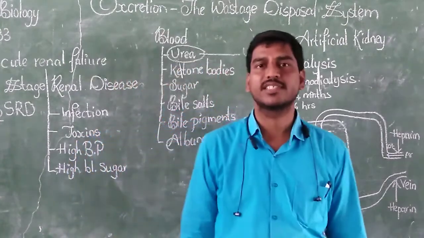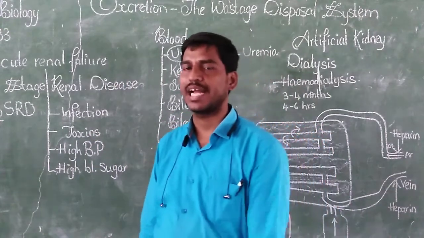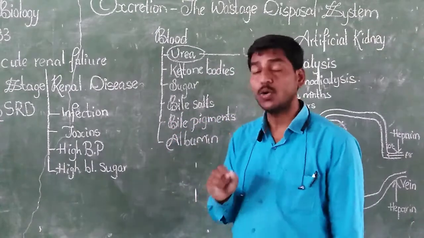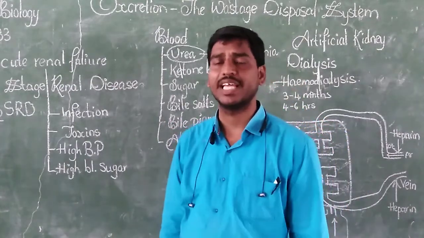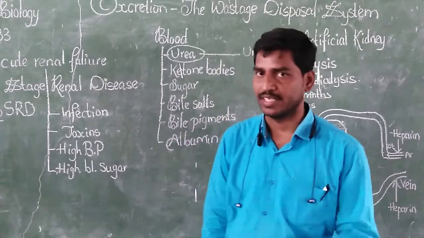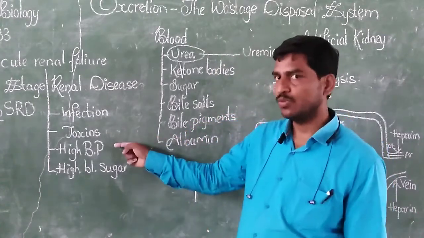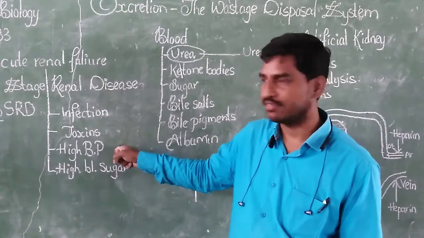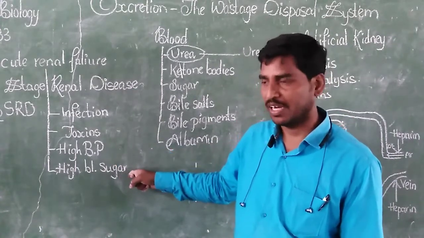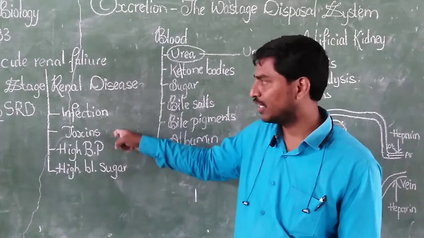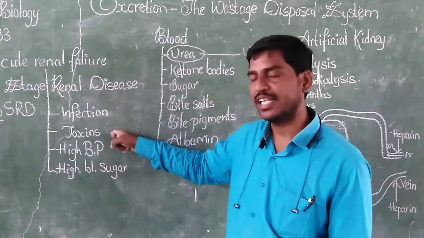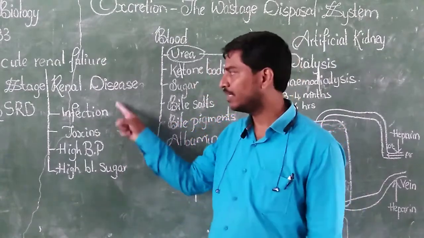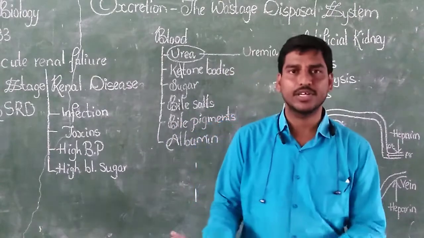Now what questions can be asked here according to our academic standards 6 and 7? What precautions do you take to keep your kidneys healthy? We need not suffer from hypertension, because that is one of the reasons, and blood sugar. So food habits matter, and we should keep healthy without any infections or toxins. That means we need to take a good amount of water. By this we can keep our kidneys healthy.